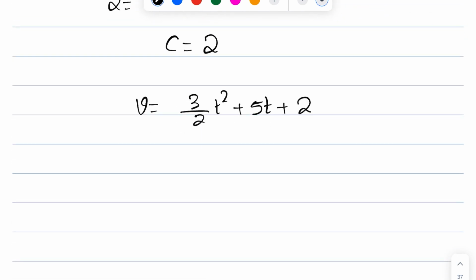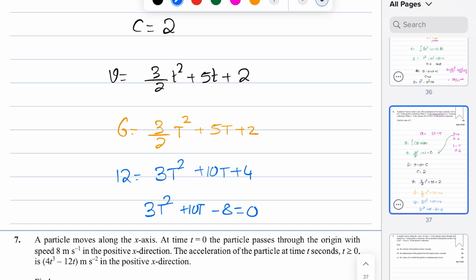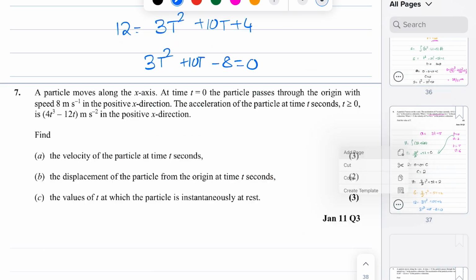Now velocity is equal to 6 at capital T: 3 upon 2 t square plus 5t plus 2. Multiply the entire equation by 2, so 12 equals 3t square plus 10t plus 4. So 3t square plus 10t minus 8 equals 0. Now this is a quadratic. Factorize the quadratic.